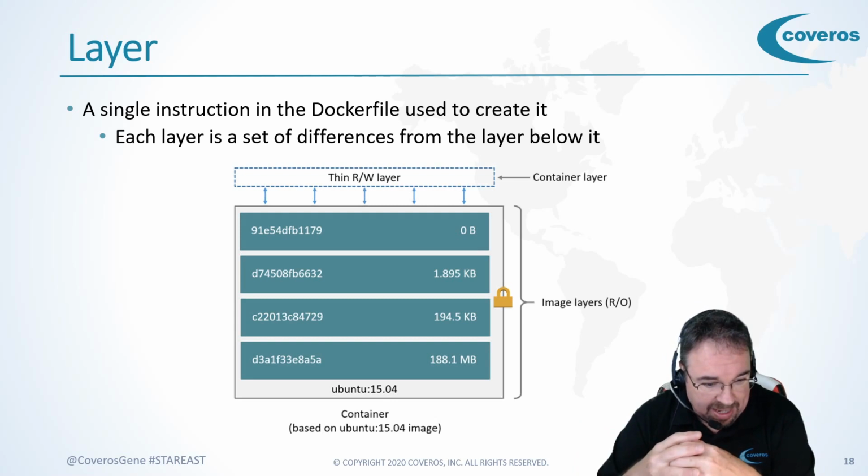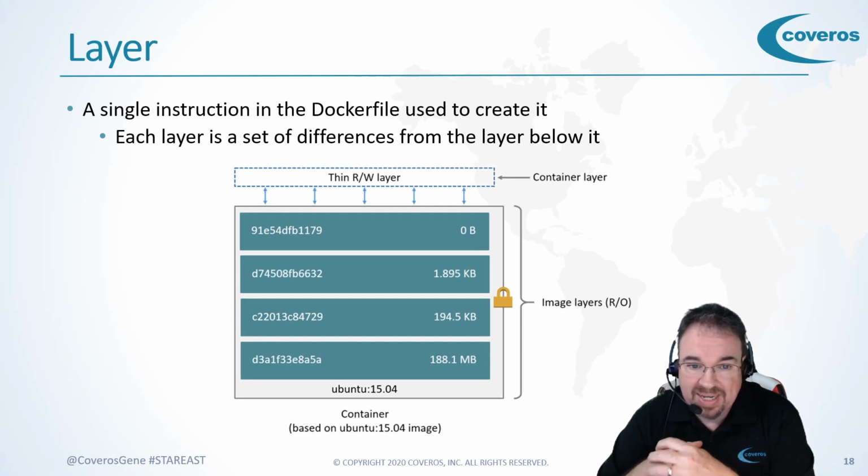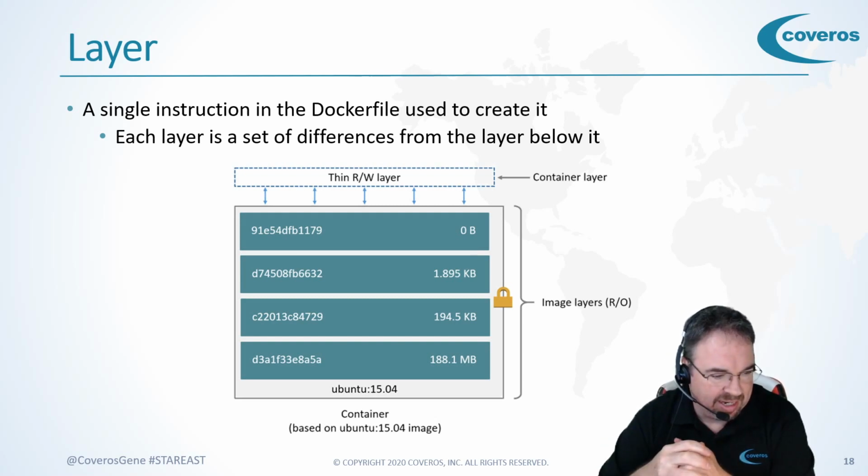If we want to spin up 10 instances of the same app, all of those layers are the same. It does not take any extra space except for the container layer, the thin read-write layer that's thrown on the top to hold any instance data, anything that's happening in flight, the stuff that's actually changing.